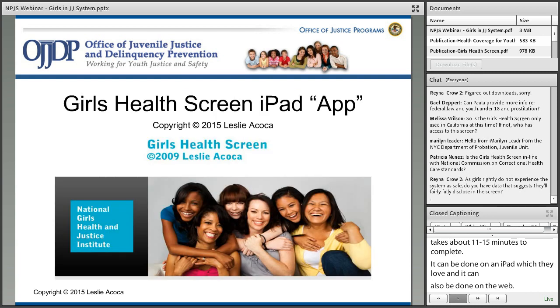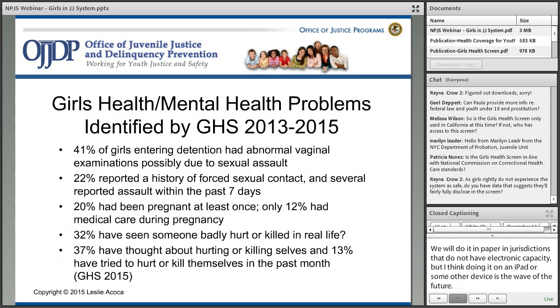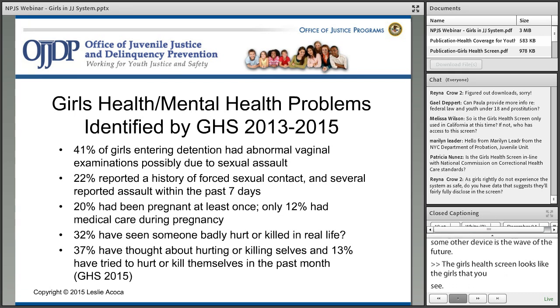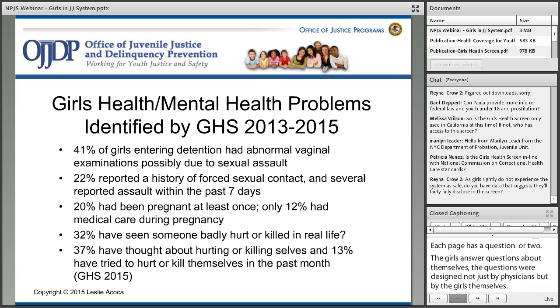So the girls' health screen, it looks like the girls that you see, and each page has a question or two, and the girls answer questions about themselves. The questions were designed not just by physicians or research. They were designed by the girls themselves. There are lots of people who've said, these questions are too direct, you can't ask these things, and yet when we get feedback from detained girls themselves, the thing that they say, yes, ask the questions. And in fact, they're even more specific and direct than as adult researchers we would be.